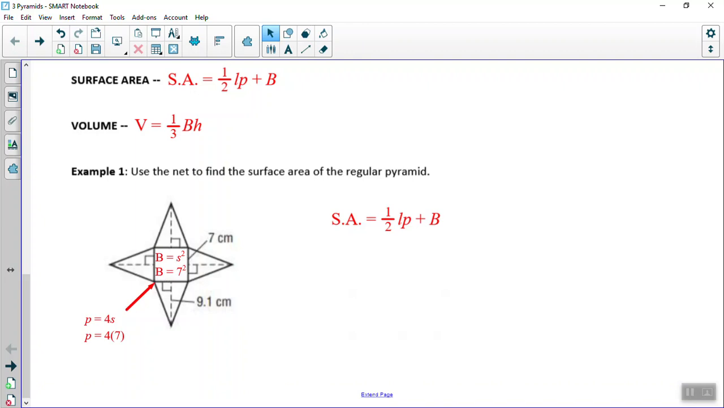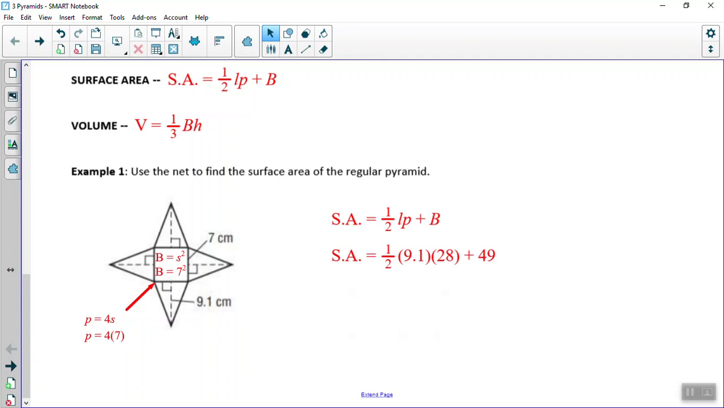So we're going to go ahead and start filling in our formula. All right, so I get the 1/2. My slant height is this 9.1. And then my perimeter is that 4 times 7, which was 28. And then the area of my base is 49. That was that 7 squared.